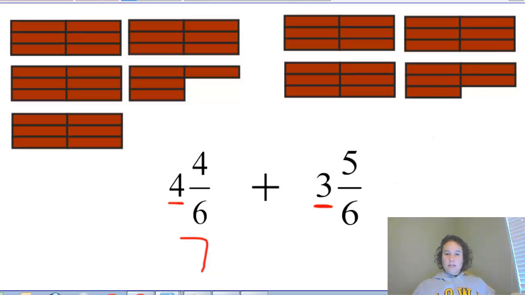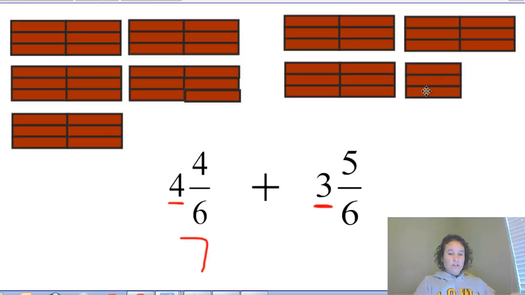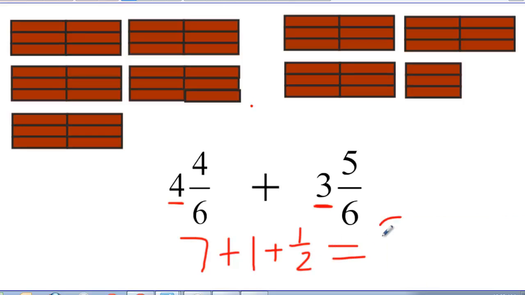Plus, I could move 2 of these 6 over like this, and you can see that I would make another whole candy bar, plus then I would have a half left over. So if I do this by rearranging, I can see that I would have 7 plus the 1 more whole that I made by moving the pieces, plus 1/2 of a candy bar. And so that would give me 8 and 1/2 candy bars if I put them all together. So this is the idea of what we're going to be doing.